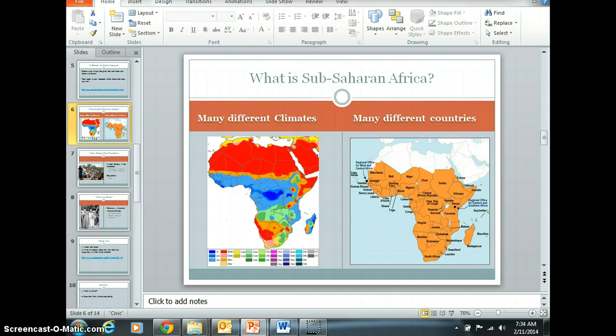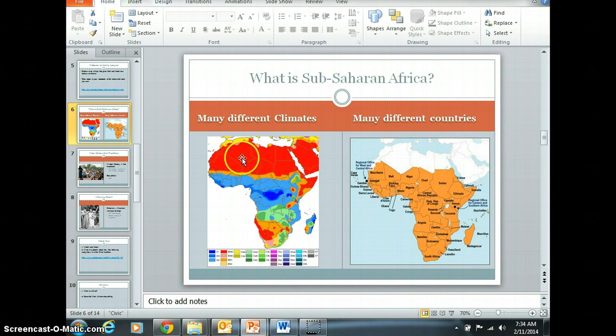So we're going to split up Africa in two for this unit. I want you to look at the red section right here. This is what we would call Saharan Africa, because this red part is the Sahara Desert. This northern part is the Sahara Desert. We would call this Saharan Africa.